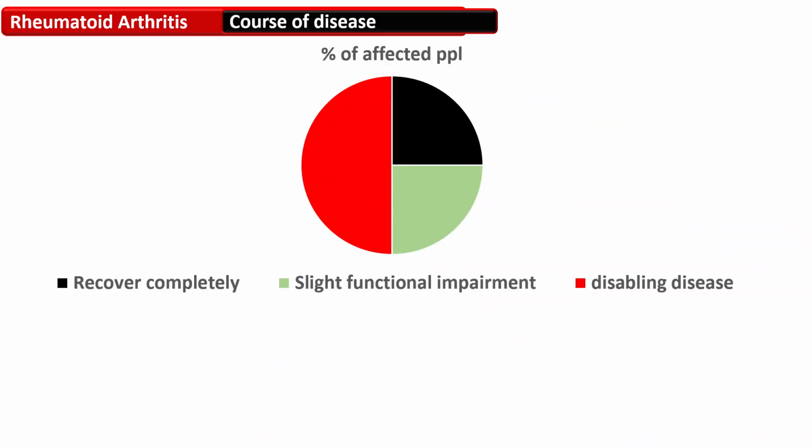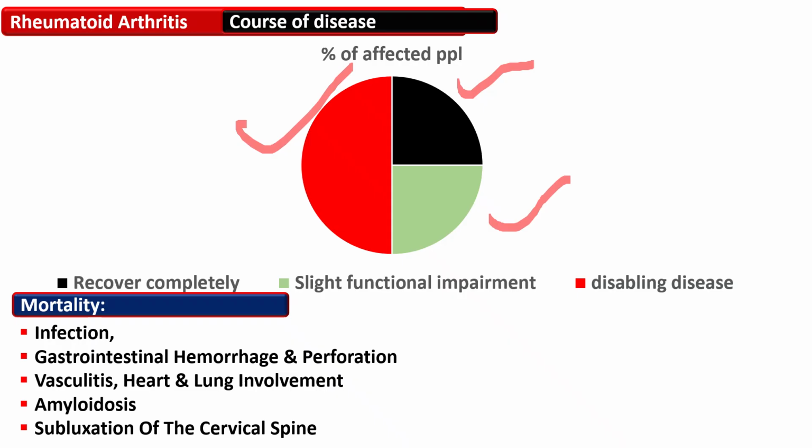One quarter of the patients affected by rheumatoid arthritis recover completely, while another quarter have slight functional impairment, while about half of the cases develop serious, progressive and disabling joint disease. Mortality in this disease is due to GI hemorrhage, infection, perforation, vasculitis, heart and lung involvement, amyloidosis, and subluxation of the cervical spine.